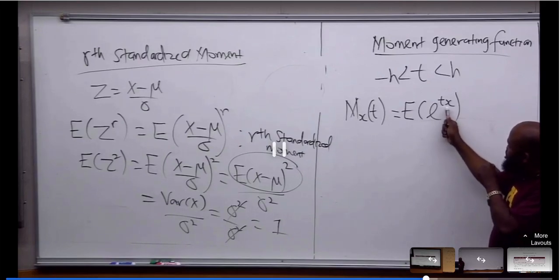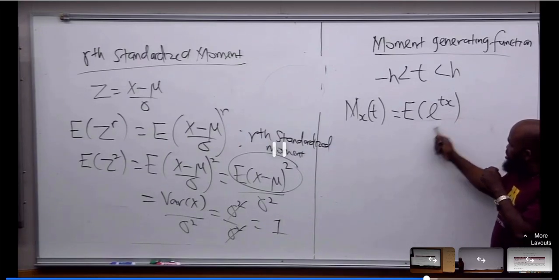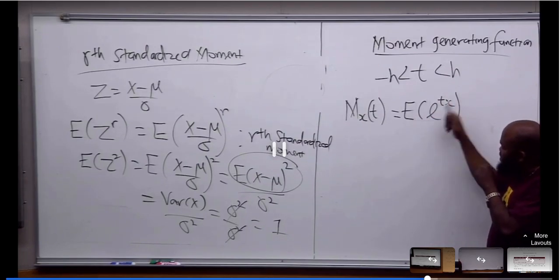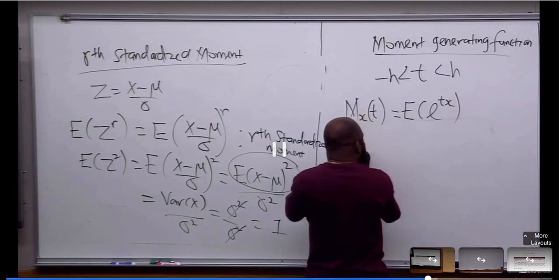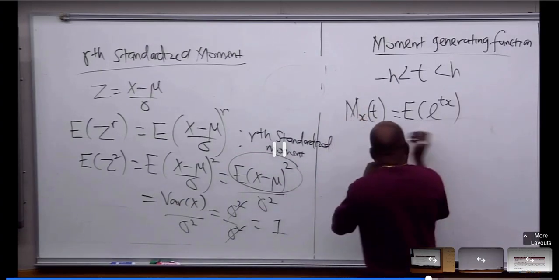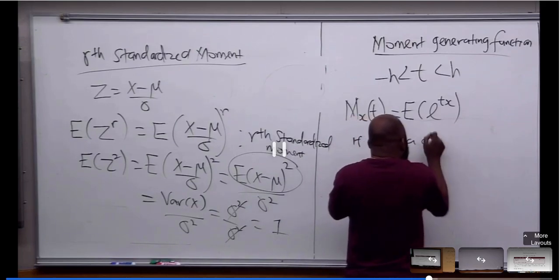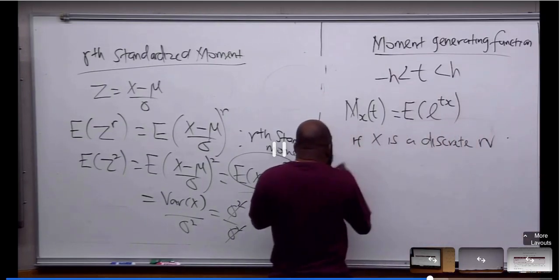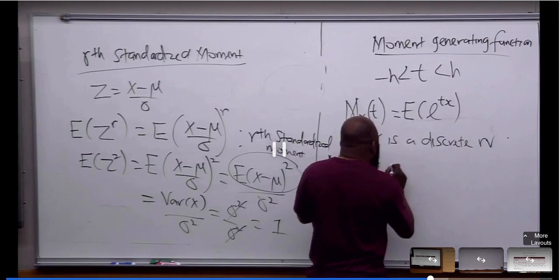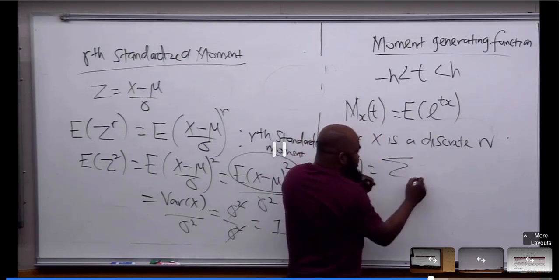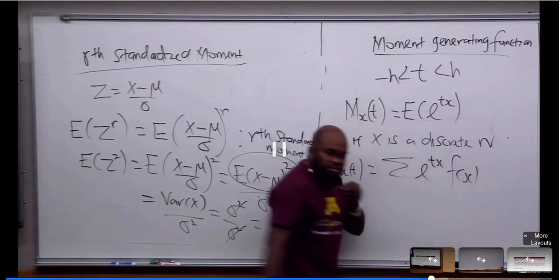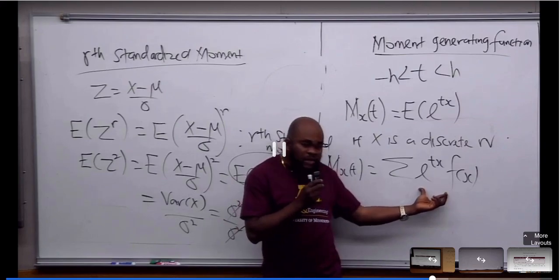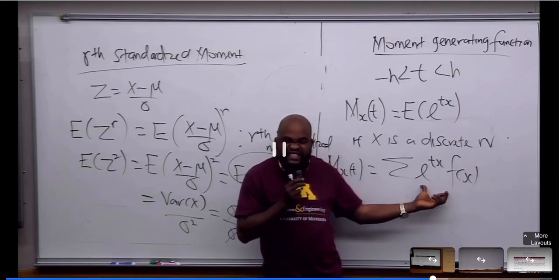Now, if you take a look at what I have right now, I'm going to do something here. If X is a discrete random variable, then M_X(t) is actually going to be a summation of e^(tx) times the probability distribution. So what am I trying to say? This gives the moment generating function of a discrete probability distribution. That is why you have a sum.